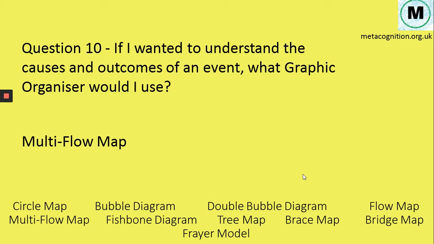And the answer, of course, is multi-flow map. A multi-flow map links and looks at the causes and outcomes. Remember, the fishbone just looks at the causes. The multi-flow map helps you then look at the outcomes.